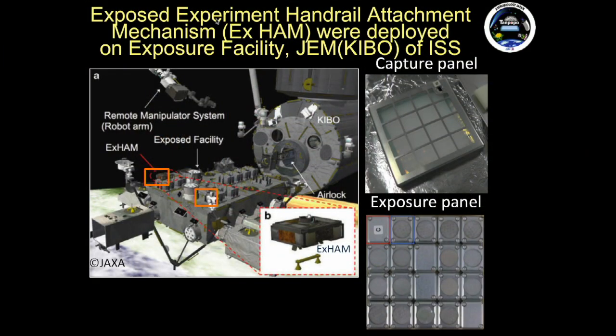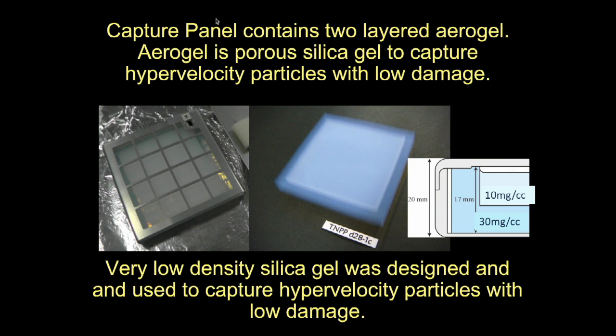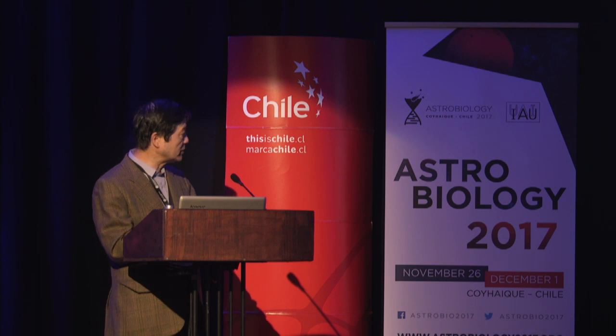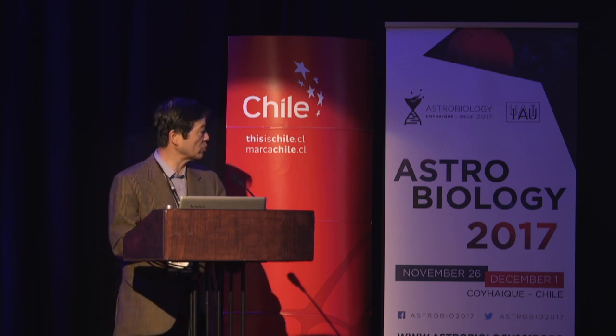And this is a capture panel, which contains two-layered aerogel. Aerogel is a porous silica gel to capture hypervelocity particles with low damage. We have developed a very low density aerogel, which is 10 milligrams per cubic centimeter. This is one of the lowest density aerogels ever built and used in space. And because it is very fragile, we have to support it from outside using a little bit harder aerogel containing 30 milligrams per cubic centimeter. Very low density silica gel was designed and used to capture hypervelocity particles with low damage.